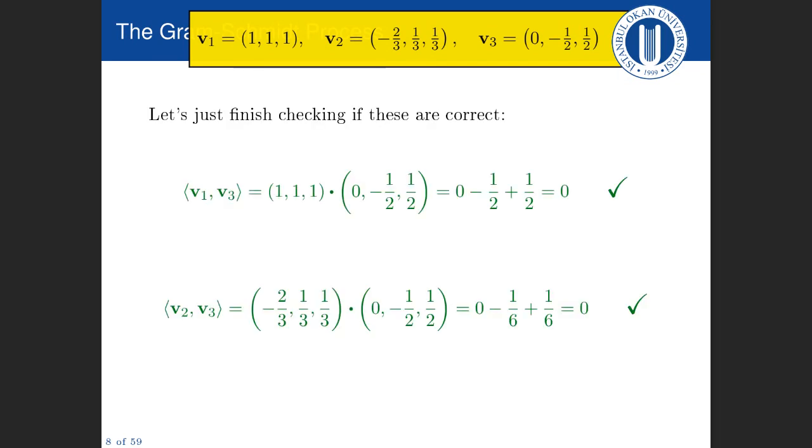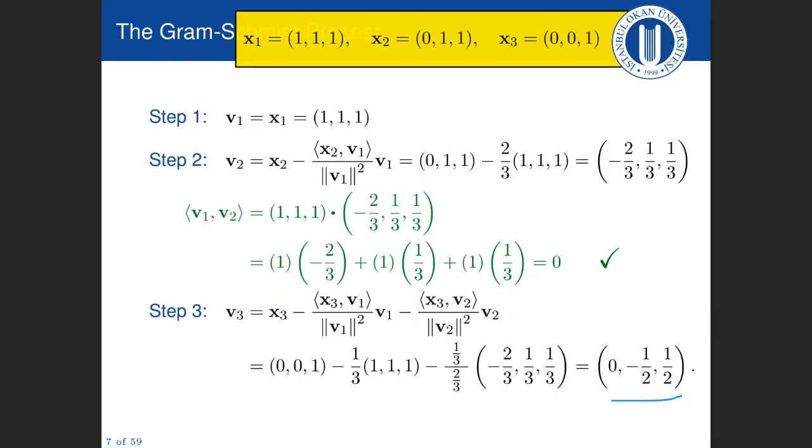I'm going to go back to slide 7. Where do we get these numbers? Look at step 2. The 2 comes from the dot product of X2 and V1. X2 is the vector (0, 1, 1), and V1 is the vector (1, 1, 1). Do the dot product between these two, and we get 2.